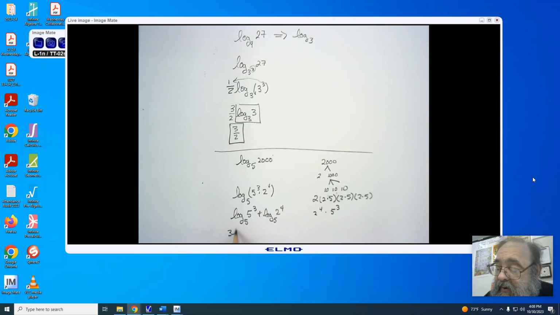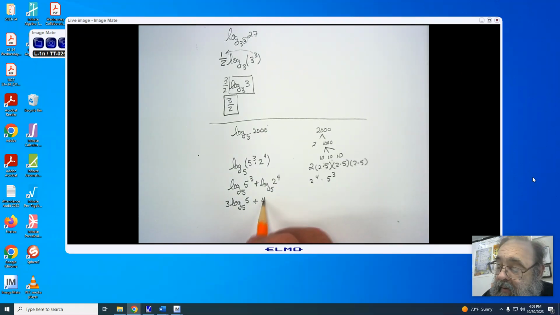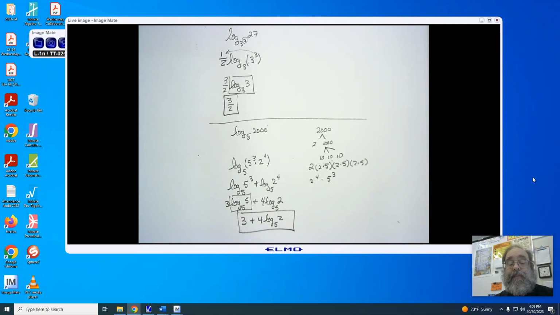Power of 3 moves to the front. Log base 5 of 5, we're going to use a 1. 4 moves to the front, and log base 5 of 2 cannot be changed. So if this goes to a 1, my answer is 3 plus 4 log base 5 of 2. And this is my answer. That's as far as I can go.